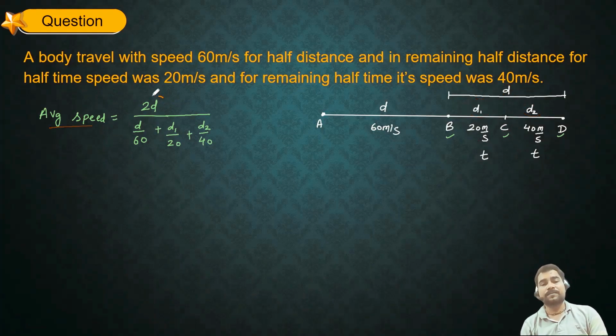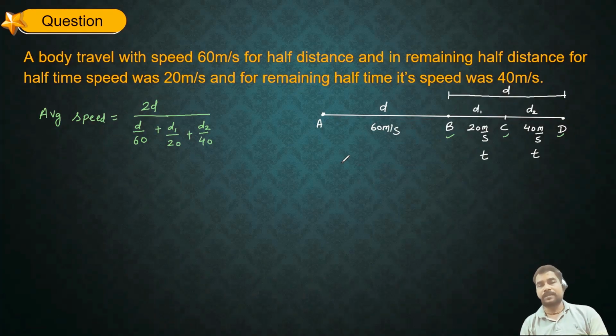Now we need to determine the average speed. For average speed, we need total distance. In this case, total distance is D plus D, 2D, and total time. From A to B, time taken is D upon 60, distance upon speed. From B to C, time taken is D1 upon 20, and from C to D, time taken is D2 upon 40. Now let's solve.